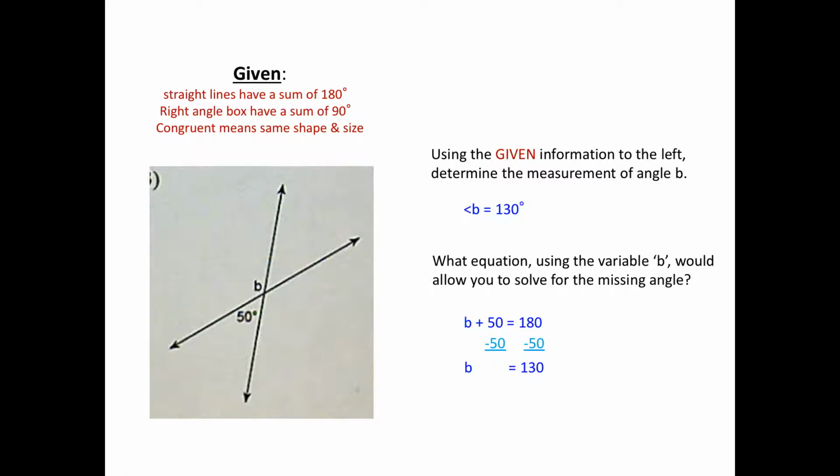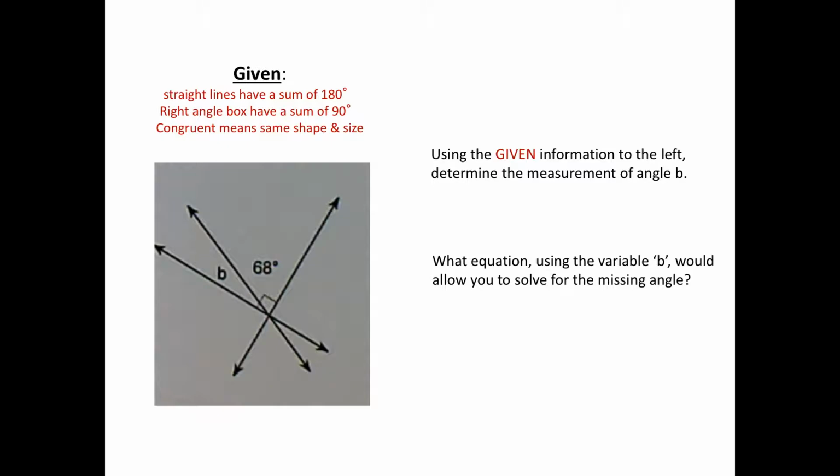We'll move on to the next slide. This image is a little bit different than the previous one. I noticed that I have a right angle box here. Looking in the given information, it says a right angle box has a sum of 90 degrees. Sum of 90 means they add together to equal 90. So using the given information, determine the measurement of angle B. I have B here, and I have 68 degrees here. It looks like B is a smaller angle than 68, and they add together to equal 90.